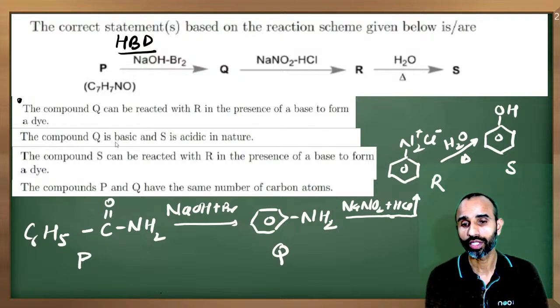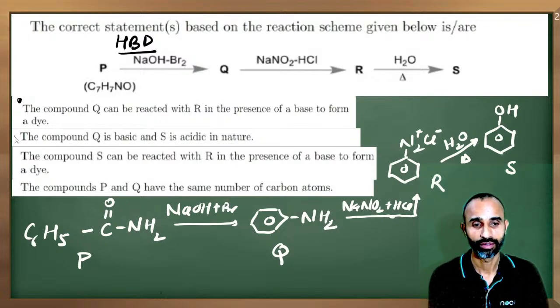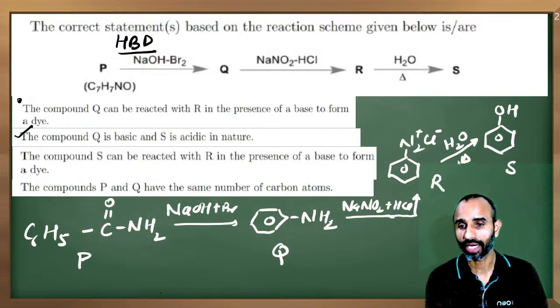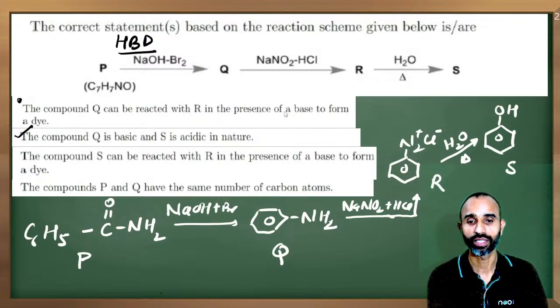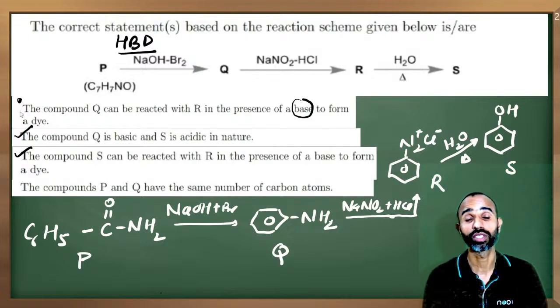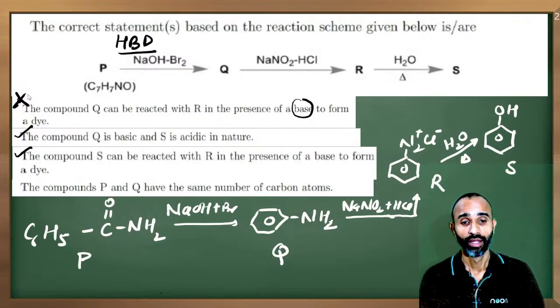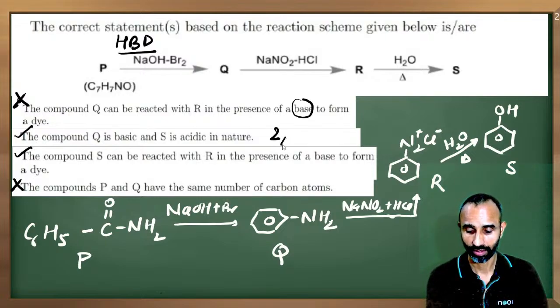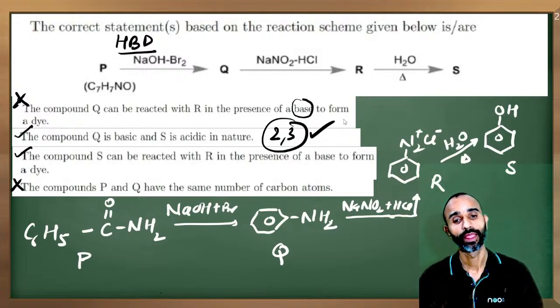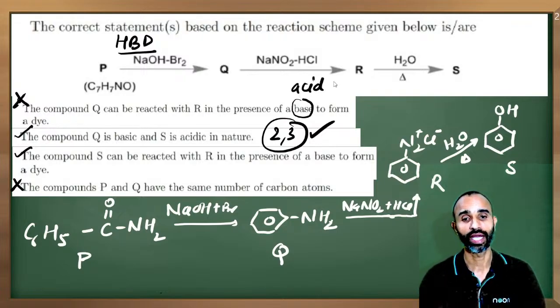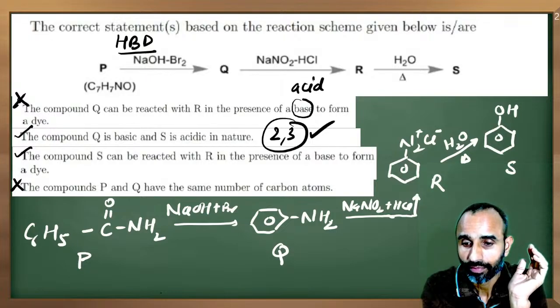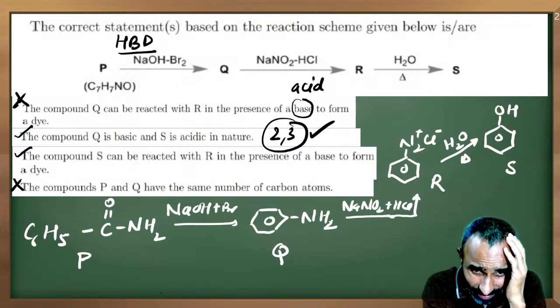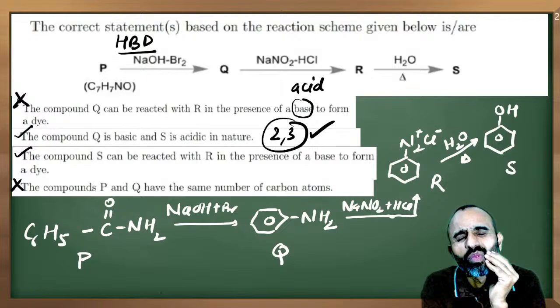The compound Q is basic and S is acidic. Compound S can be reacted with R in the presence of a base. Actually, here it is. So first statement is wrong. Compound P and Q have the same number of carbon atoms. Wrong. That means statement 2 and 3 are right. Okay. Here only simple, if it is written as acid, it's true. Aniline.